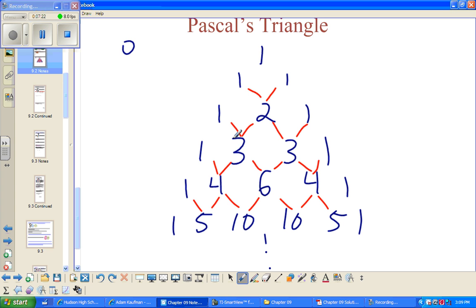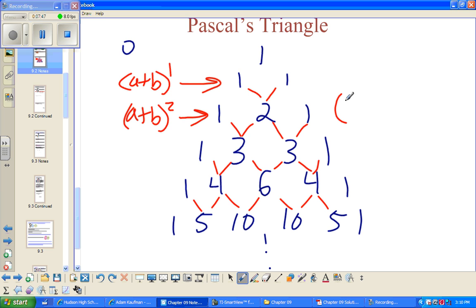But basically, what you can see is if you're raising a binomial, that a plus b to the first power, well then the coefficients were 1 and 1. When you raise to the second power, this is the second row, if you will, and the coefficients that you use are 1, 2, and 1. Those are the same numbers you would get if you did 2 choose 0, 2 choose 1, and 2 choose 2. So Pascal's triangle gets you the same answers as using your combinations.